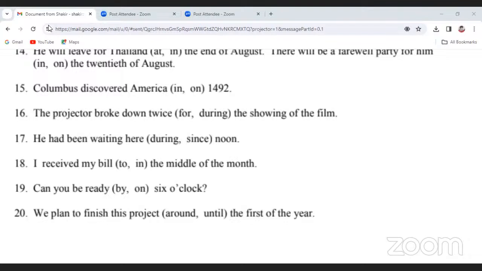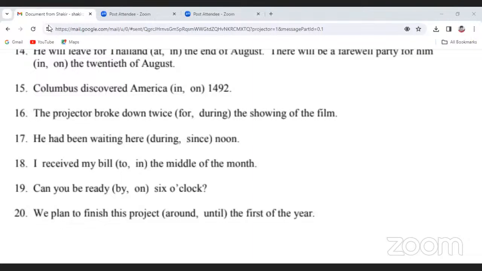18. I received my bill dash the middle of the month. I received my bill in the middle of the month. 18, in is the correct answer. Number 19. Can you be ready dash 6 o'clock? Can you be ready by 6 o'clock? By is the correct answer.